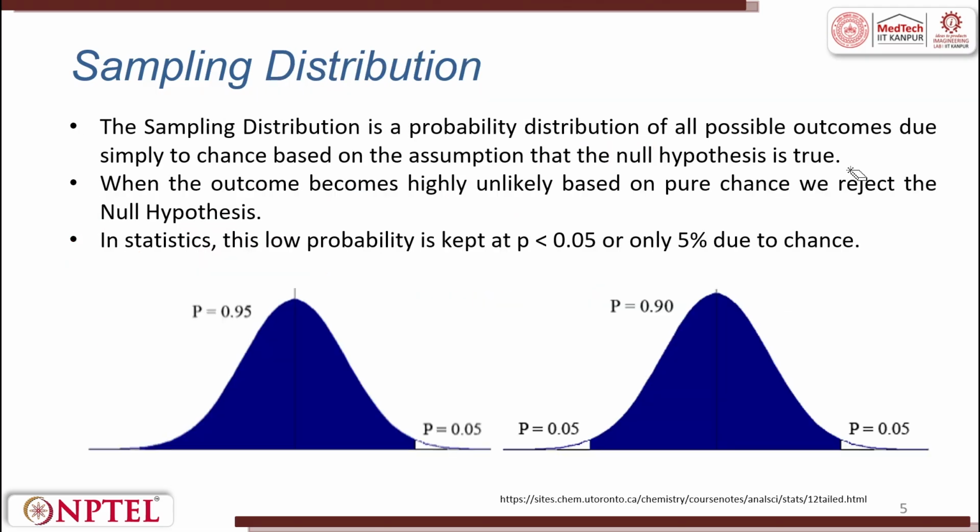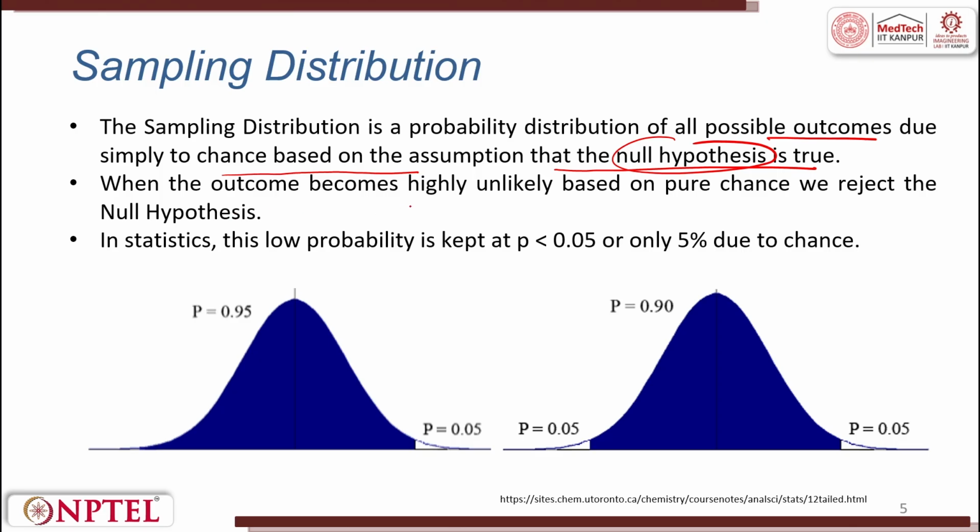Sampling distribution. Sampling distribution is the probability distribution of all possible outcomes due simply to chance based on the assumption that the null hypothesis is true. I will talk about what is null hypothesis. Sampling distribution we are talking about.